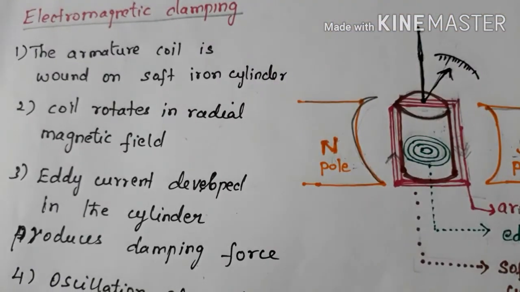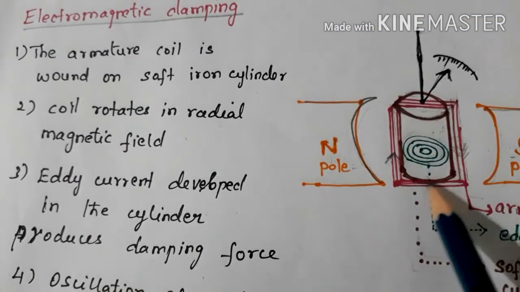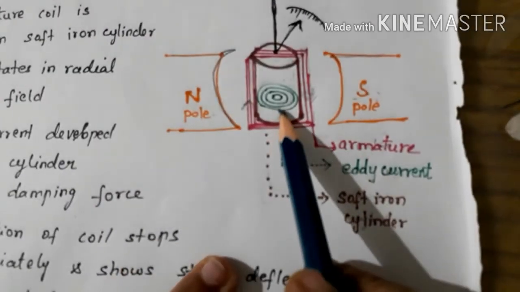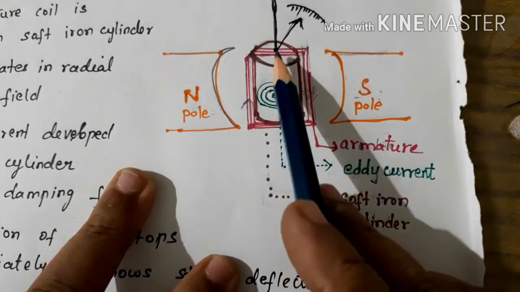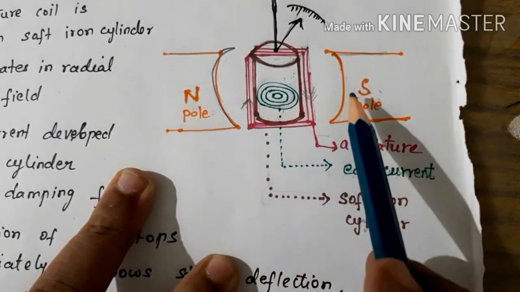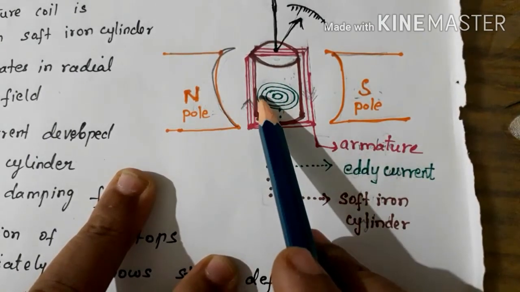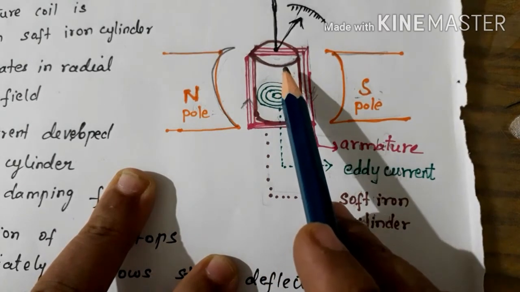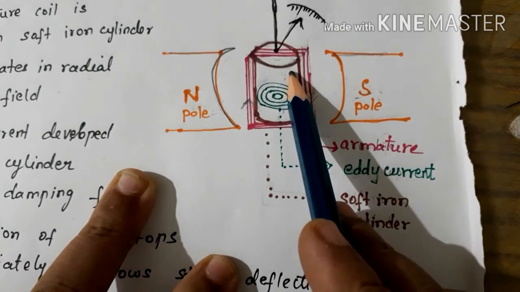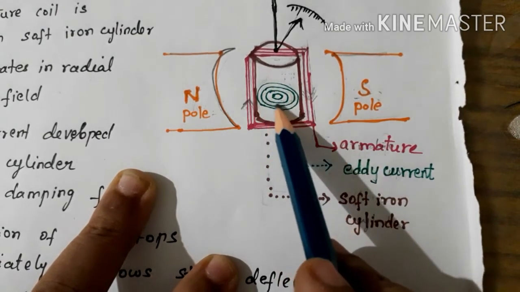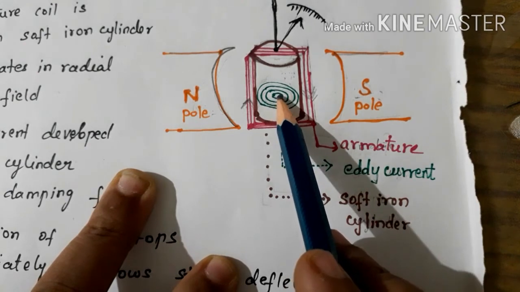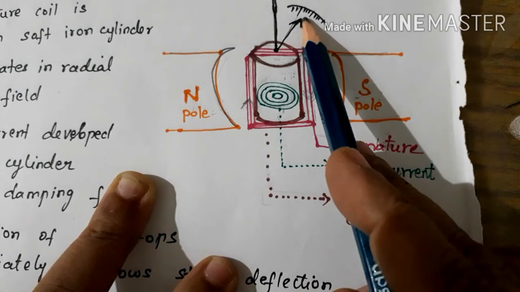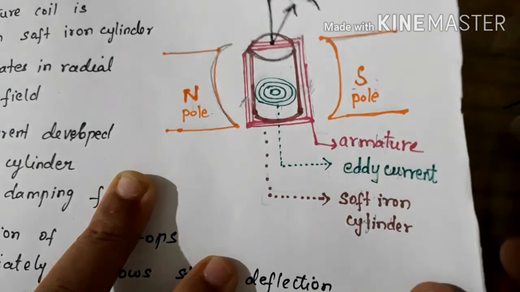electromagnetic damping. You can see the armature coil is wound on a soft iron cylinder. This coil is suspended, and it is rotated between the radial magnetic field. As the coil rotates, the magnetic field linked with the cylinder will also vary. So the magnetic flux linked with the soft iron cylinder varies, which means eddy current will be developed in this. The eddy current will oppose the motion of the cylinder, and you will get a steady deflection. You can note down the reading in the galvanometer, right children?